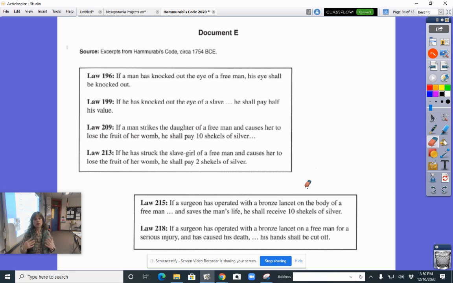Today I wanted to create a video to show you how to analyze documents. We've already gone over document A, and today what I want to do is help you annotate document E, and then we'll also look at how to get some of this evidence out of the various documents and into the bucket so you can organize your evidence in terms of what evidence supports that Hammurabi's code was just and what evidence supports that Hammurabi's code was not just.